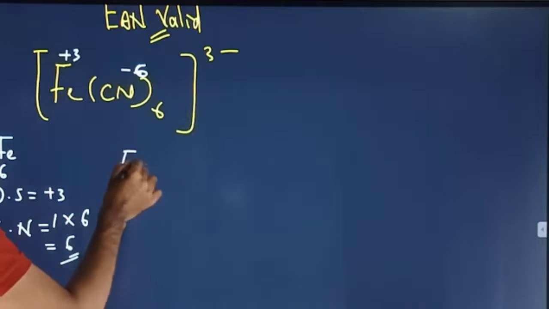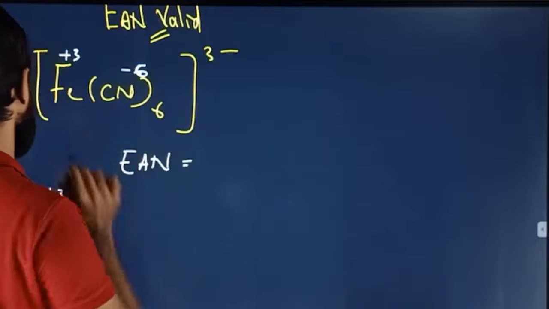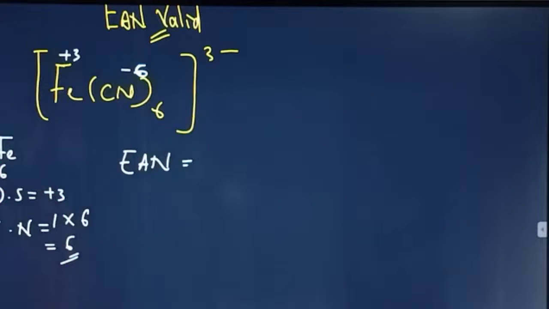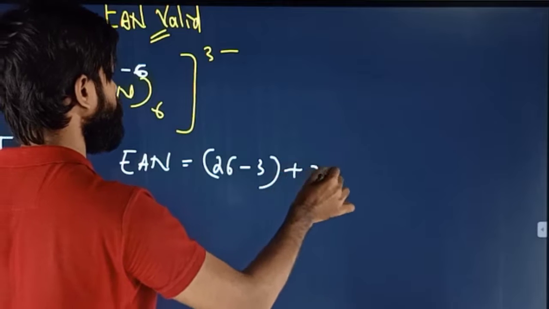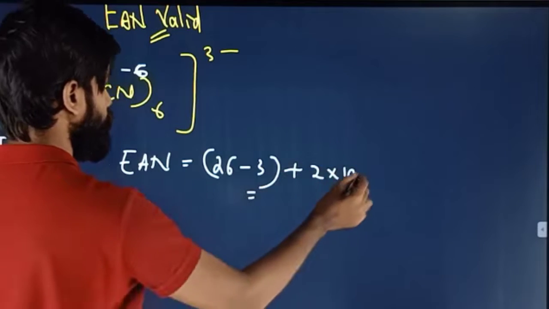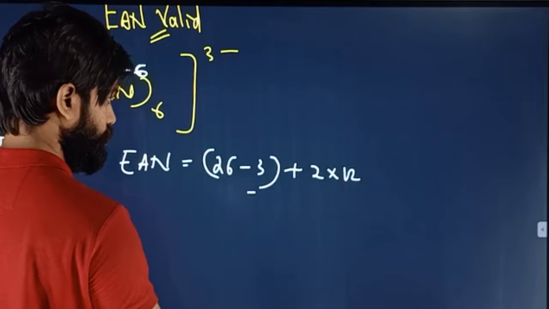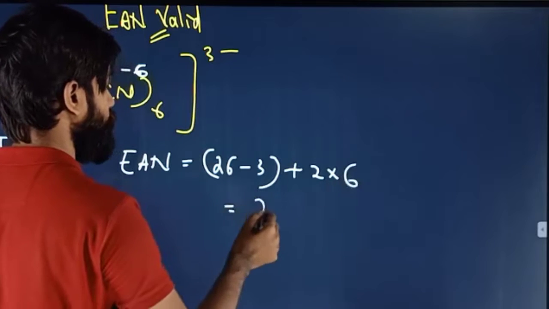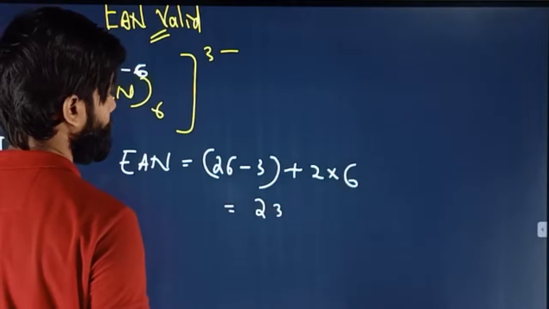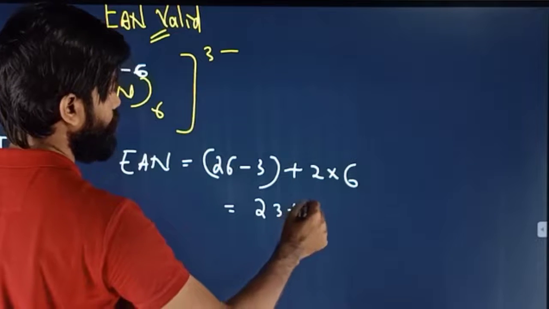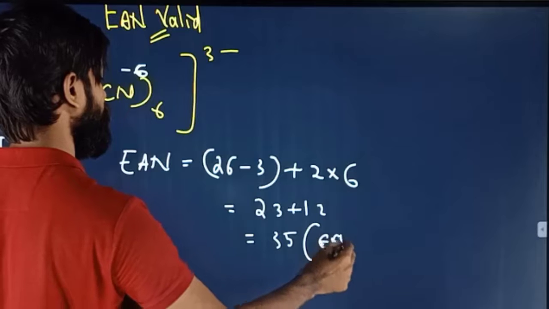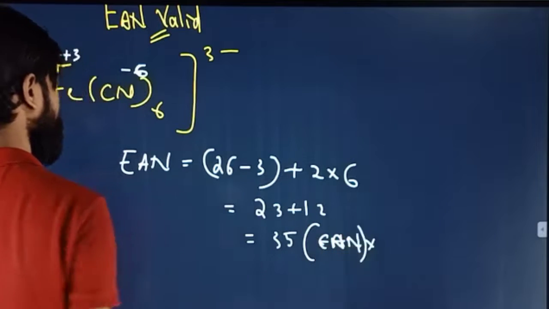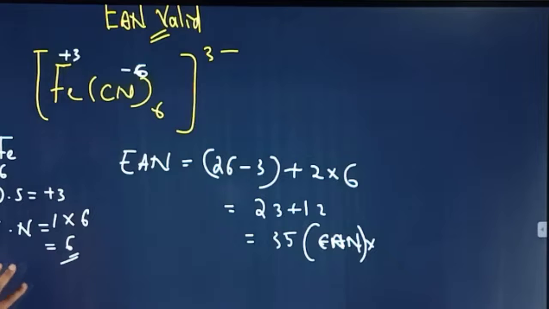So let's consider the EAN. EAN is equal to atomic number 26 minus 3 plus 2 into 12. I'm sorry, 2 into 6. So that's equal to 23 plus 12, that's equal to 35. So EAN is not valid here. EAN is not valid.